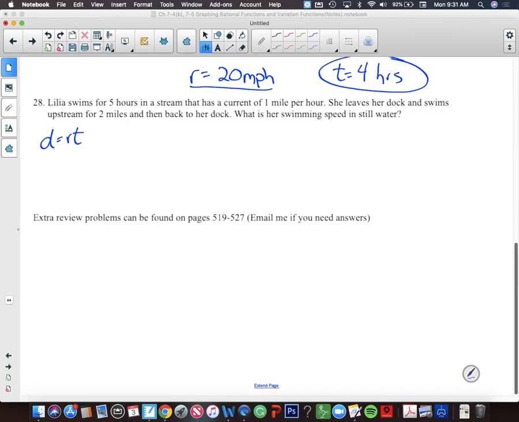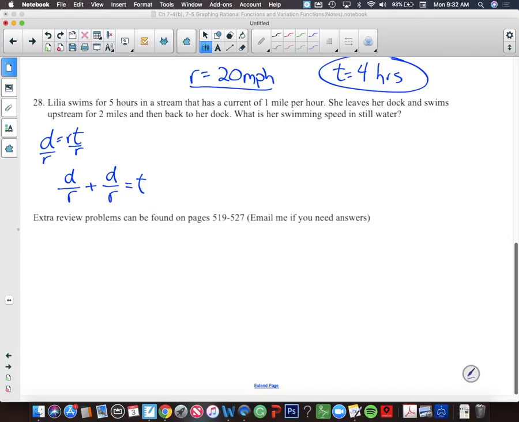This one's a little bit different from the one we did in class because we're going the same distance, but we don't know the time for each one. So that means we're going to be solving for time. We're going to have two things that look like this. We're going to have a distance and a rate going with or against the stream, and then another distance and a rate going with or against the stream, and that's going to be set equal to that time, which is 5 hours.